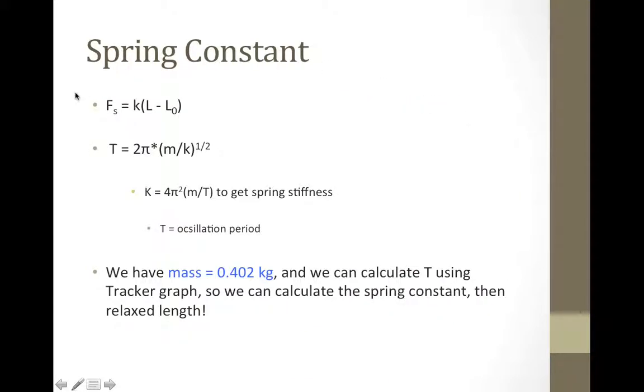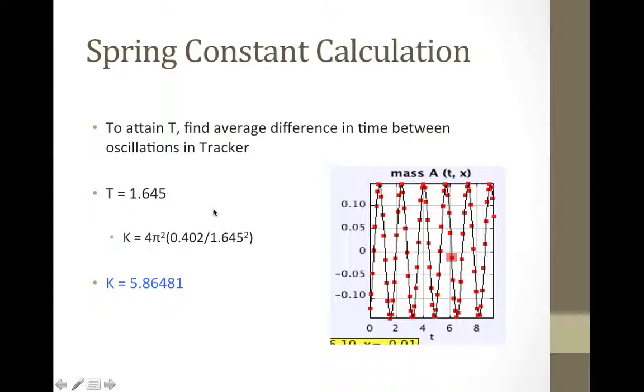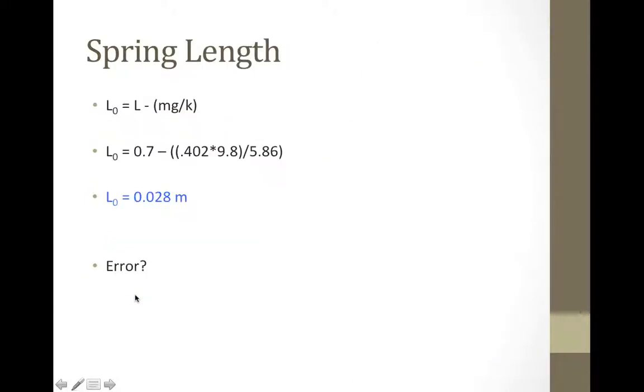So the spring constant was determined by using the spring force equation and motion principles in order to come up with this equation. And T is the oscillation period, and since we have the oscillation period as well as mass, we can calculate the spring constant. And so the oscillation period is calculated by taking the difference in time between where the mass returned to its original position. And so I determined that the spring constant equaled this figure right here, 5.86.